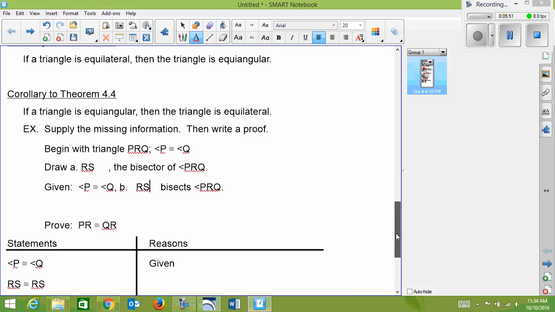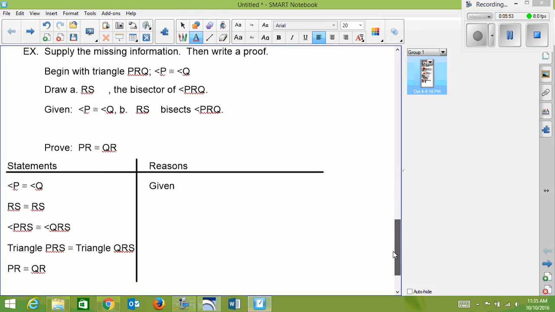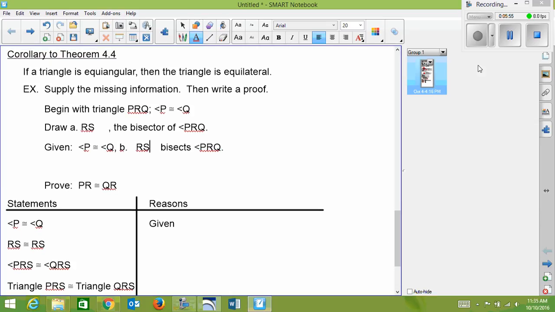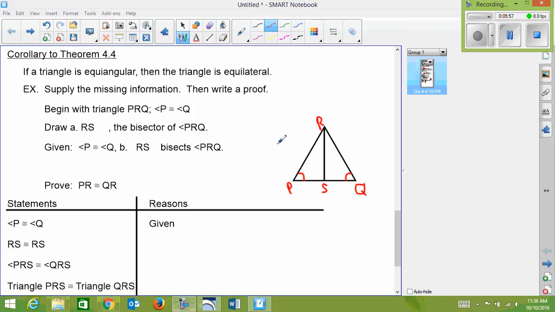And my picture is missing, so hang on a second and I will draw that in. Okay, so here is the drawing to go with that. It probably would have made more sense to have that before I went through this, but that's how I got the RS here. It says draw RS, so RS is the perpendicular bisector, and so RS bisects PRQ. That's the information you need to be able to finish this proof.